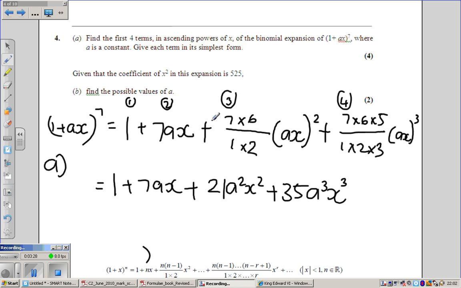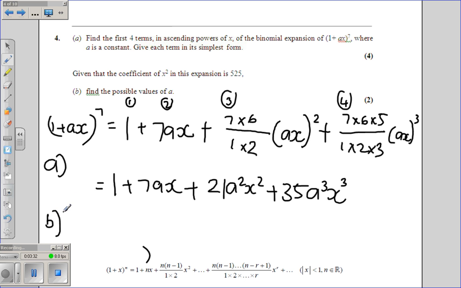Part B, just a couple of marks, so it shouldn't be too difficult. It says, given that the coefficient of x squared in this expansion is 525, find the possible values of a. So the coefficient of x squared, that's all this bit here, it's positive. So 21a squared is equal to 525. And they want the possible values of a, so it should be 2 possible values. So you're just solving a really simple equation there.